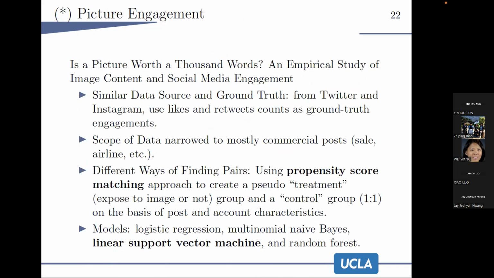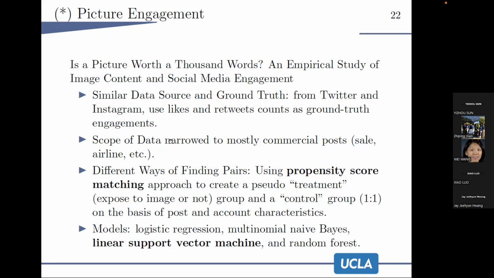And there can be other ways of pairing the data up. For example, in the follow-up work called "Is a Picture Worth 1,000 Words? An Empirical Study of Image Content and Social Media Engagement," they have a similar data source collected from similar social media platforms. And they have a similar ground truth, which is retweets, likes, such kinds of things.